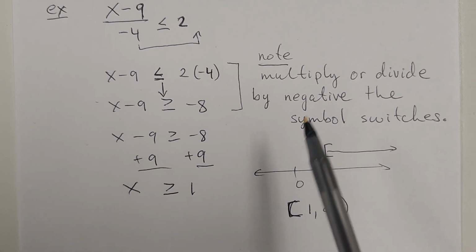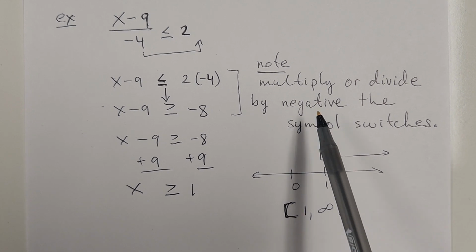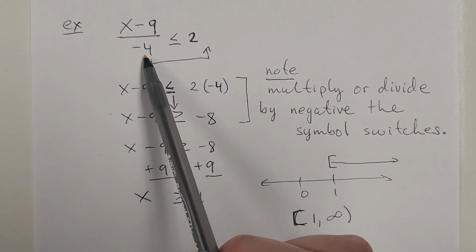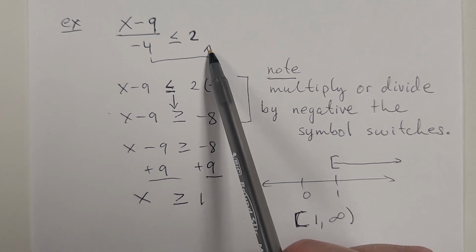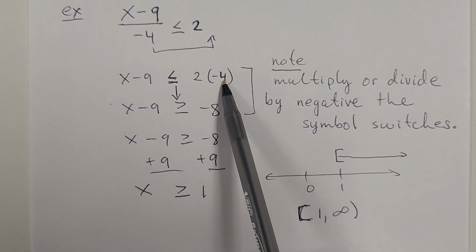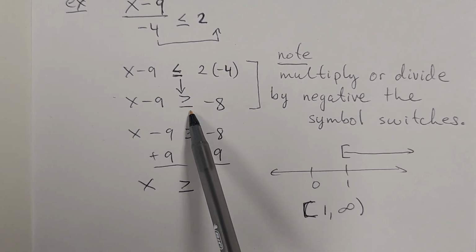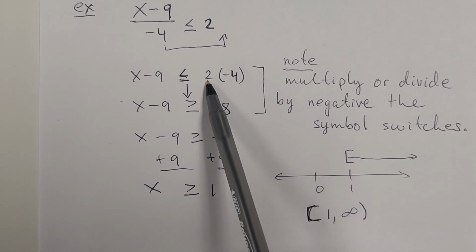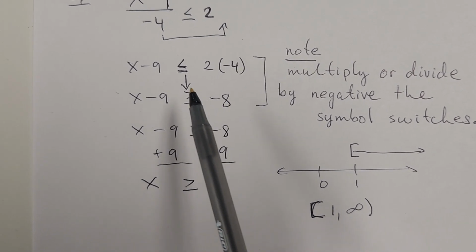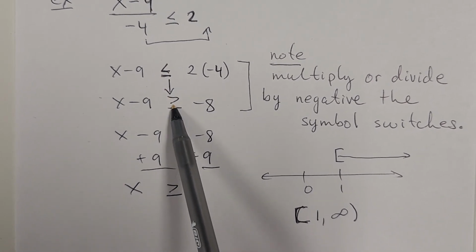One more time. When you multiply or divide by a negative, the symbol switches. From the beginning, it was negative 4. I brought it to the other side, it becomes multiplication, and I am multiplying by negative 4, so this symbol gets switched. So 2 times negative 4 gets negative 8. I am multiplying by a negative, so this symbol is switched.